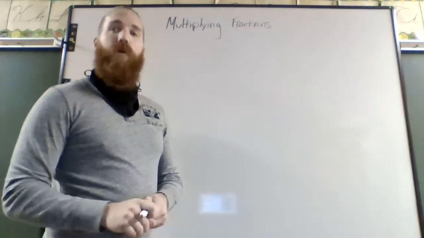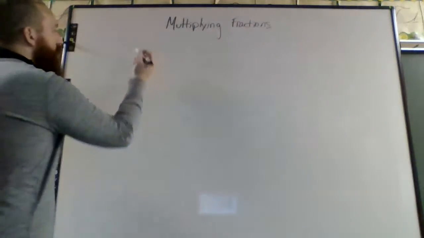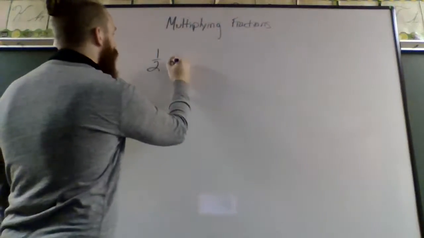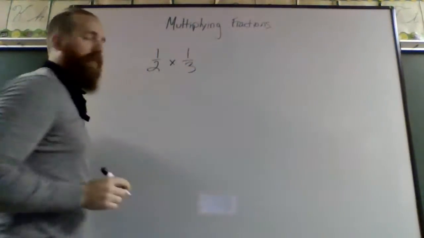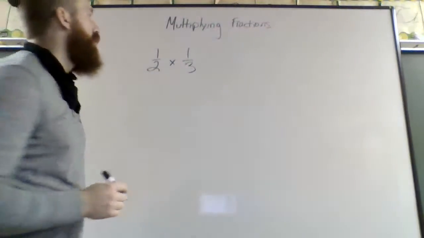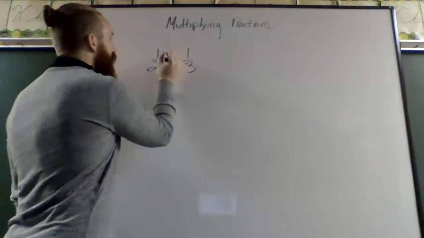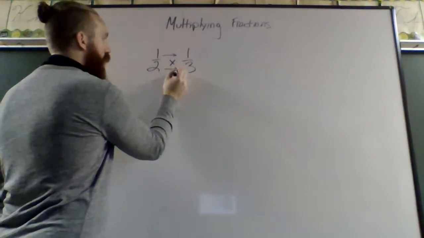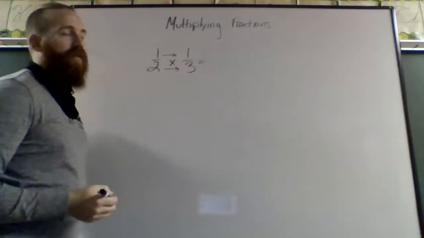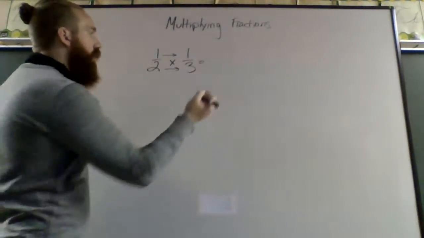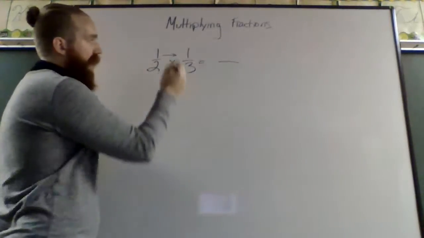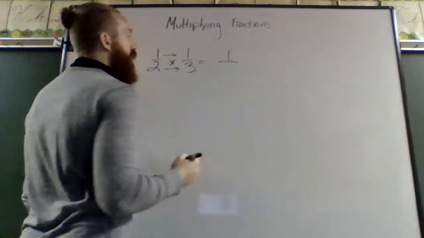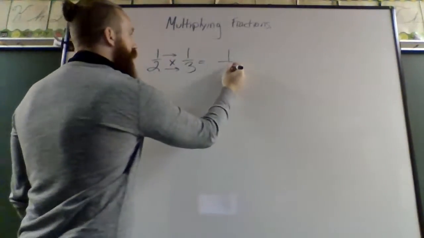Okay? So for multiplying fractions, all you have to do, let's say we had the fraction 1/2 and we wanted to multiply it by 1/3. Okay? 1/2 times 1/3. All you do when multiplying fractions is multiply straight across, numerator to numerator, denominator to denominator. So if we have 1/2 times 1/3, we can make our fraction bar over here. And then 1 times 1 is still 1. And 2 times 3 will give you 6.